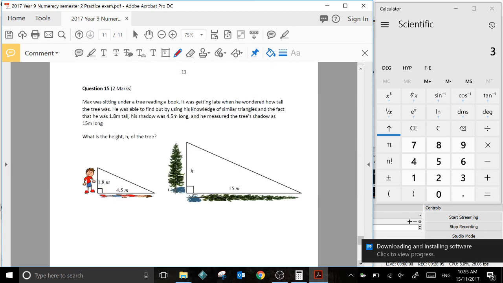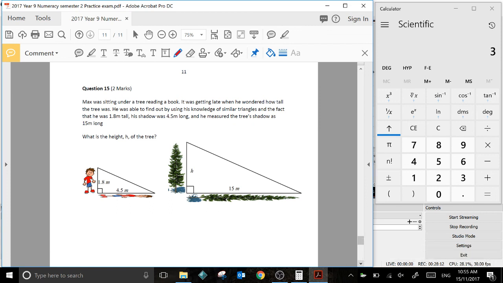Max sitting under a tree reading a book. It was getting late when he wondered how tall the tree was. He was able to find out by using his knowledge of similar triangles and the fact that the tree is 1.8 metres tall and his shadow is 4.5 metres long and the measured tree shadow is 15 metres long. All of that is there in the diagram. So what is the height of the tree?